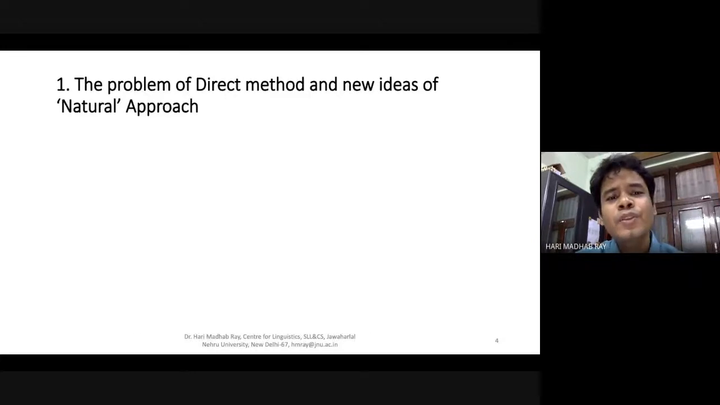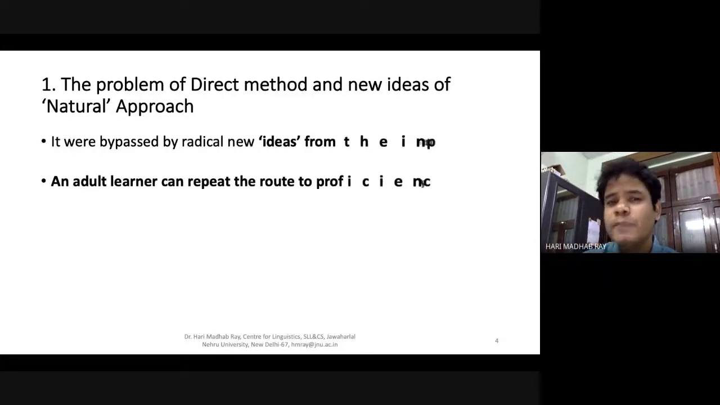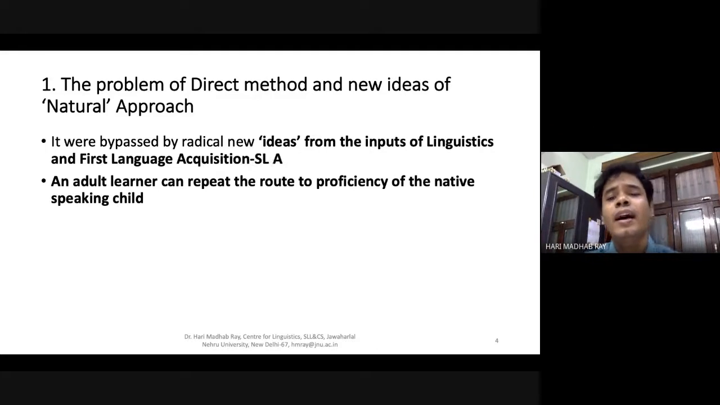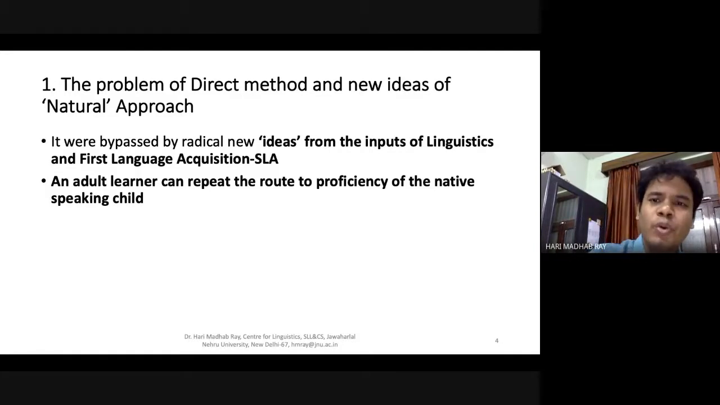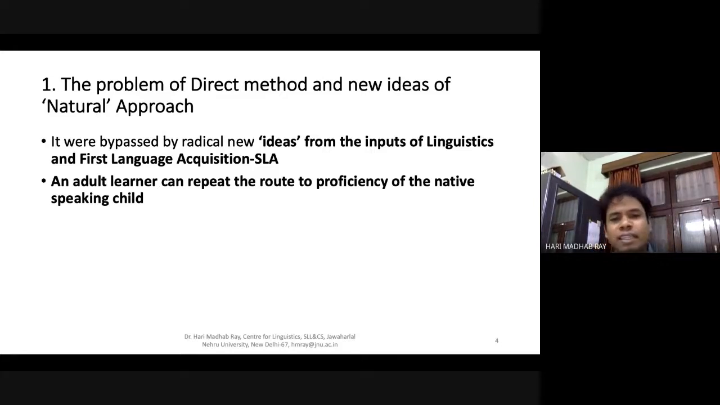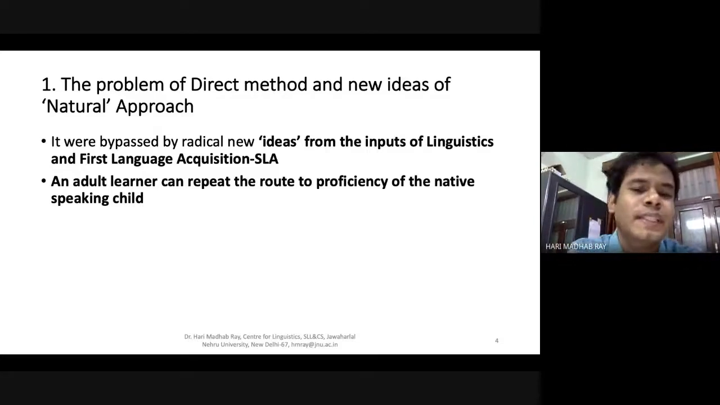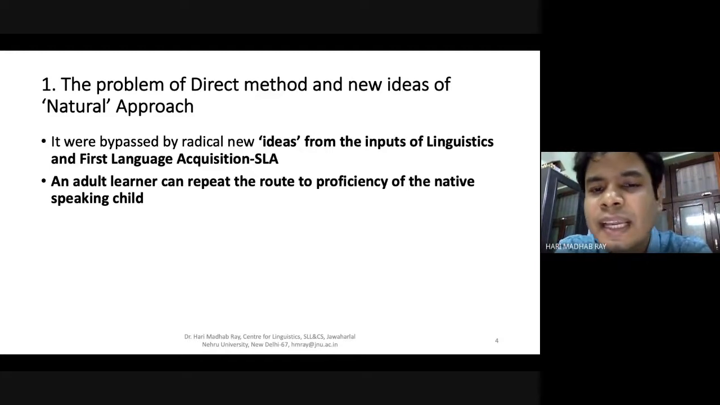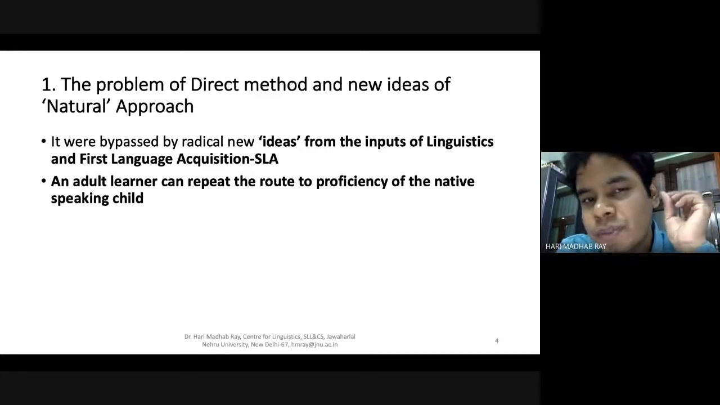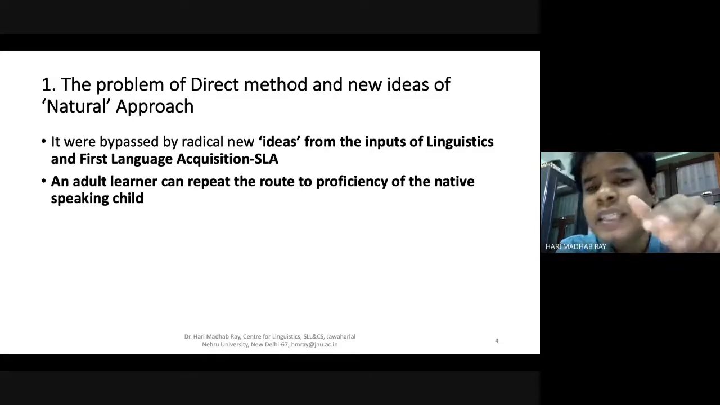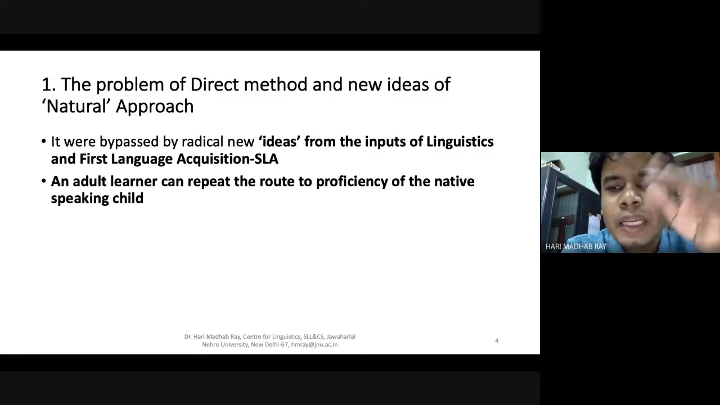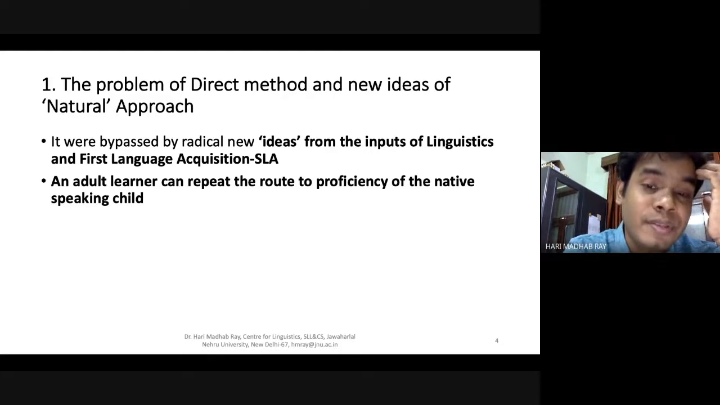So what happened? The kind of problem the direct method was facing. New ideas were incorporated in the direct method, and later on that direct method was known as, let's say, the natural approach, and it was bypassed by radical new ideas. And that's what I was telling you from the very beginning, that from the inputs of linguistics and first language acquisition or second language acquisition research, the direct method brought many new ideas, you see.